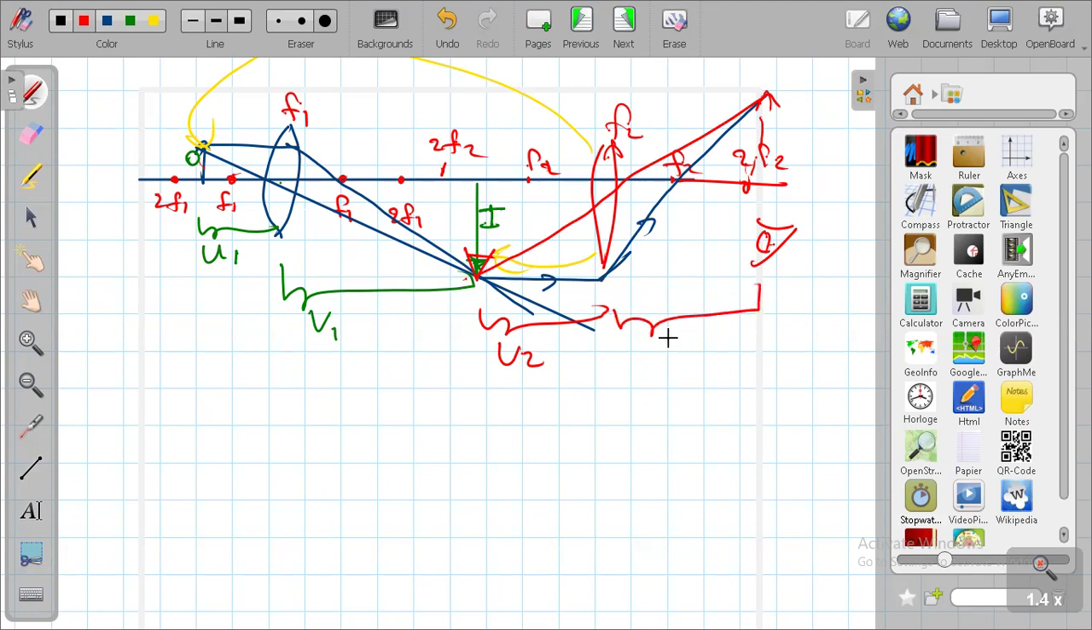Some get confused, like the chicken and egg question. I is the image for the first lens, but I is the object for the second lens because it doesn't see the object directly. It only sees the image. So this is V2 for the final image. Can you understand? This will be the final image I2. I1 becomes O2. If you don't understand this, you won't understand what I say next.